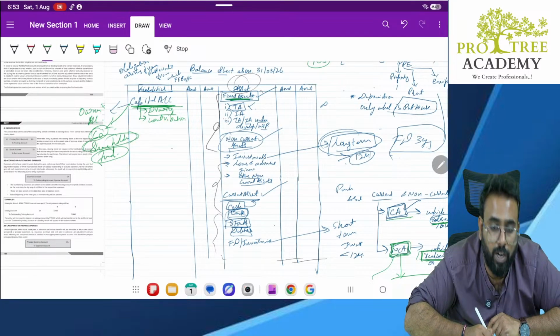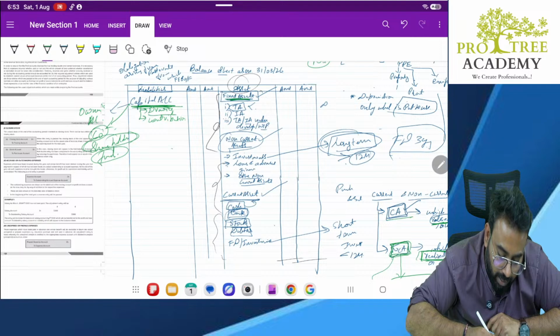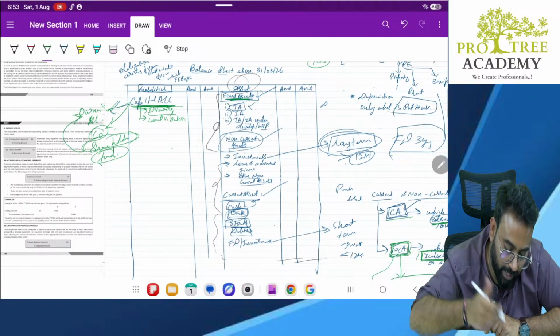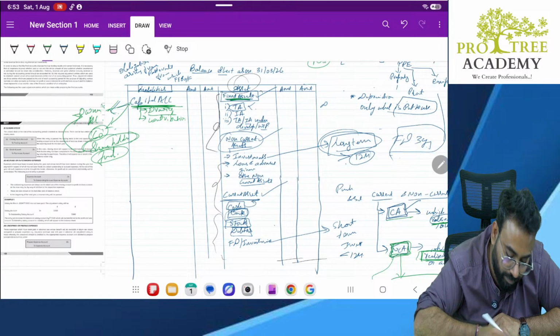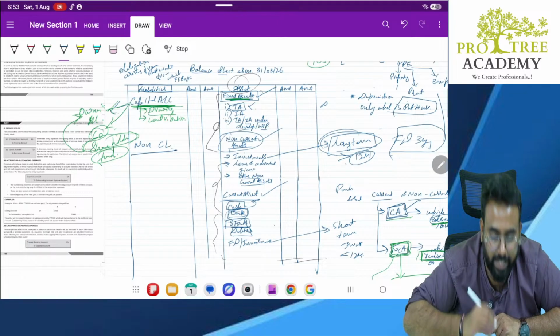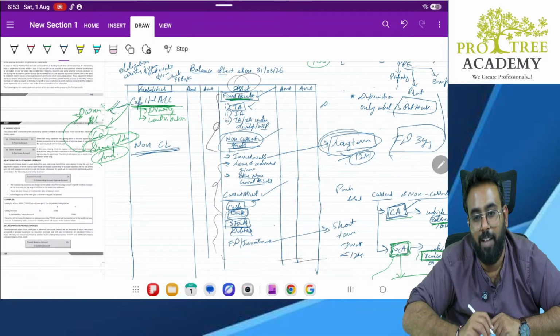Sir, you said shareholders fund, that is also owners, sir. Yes, that is also owners. Capital account is also owners. Shareholder fund is also owners only. Clear? Okay, sir. Done. Tell me what next, sir. Next item is non-current liability. Oh, super easy, sir. Here, non-current asset. Here, non-current liability. Yes, sir.